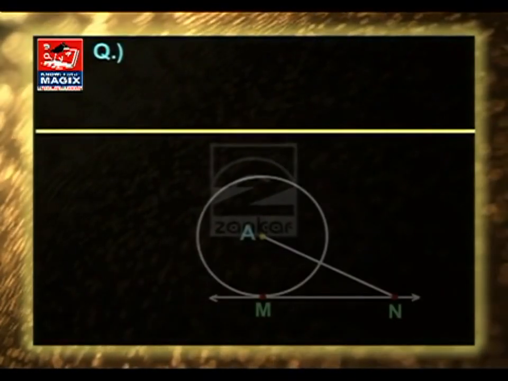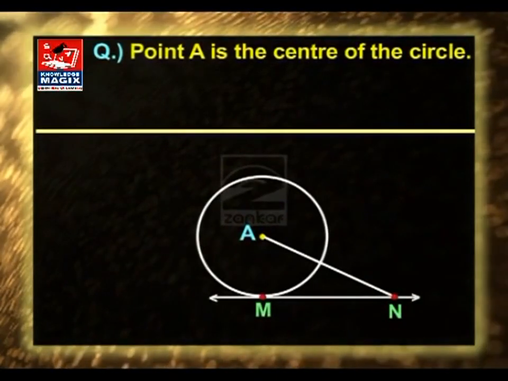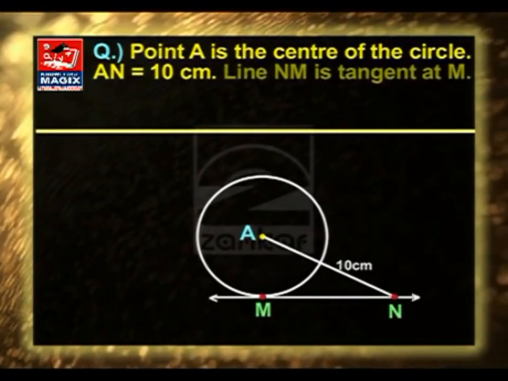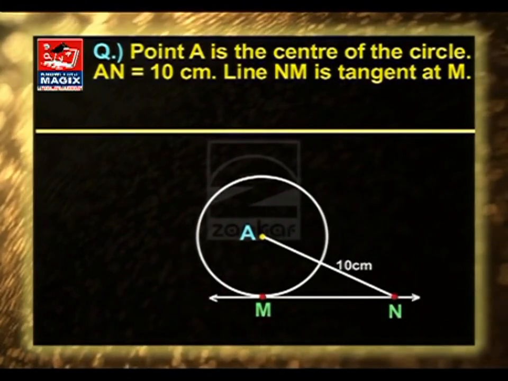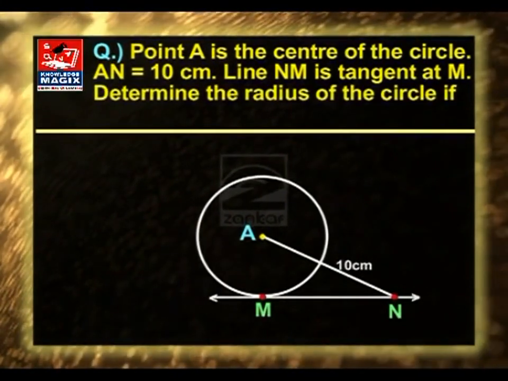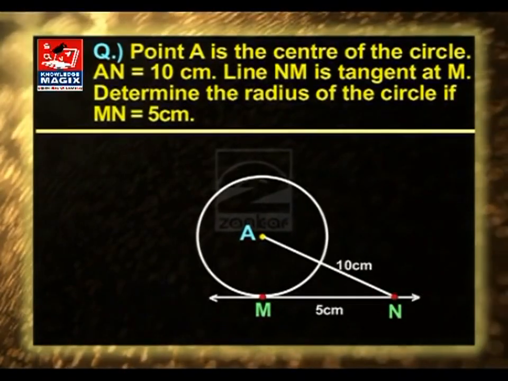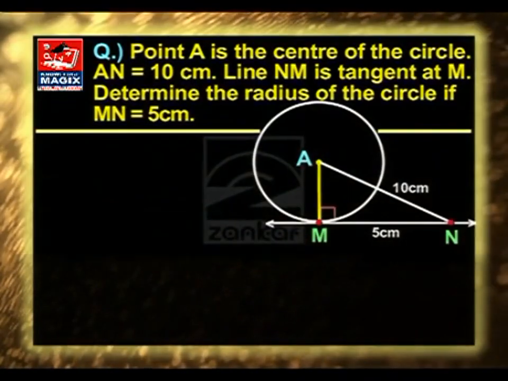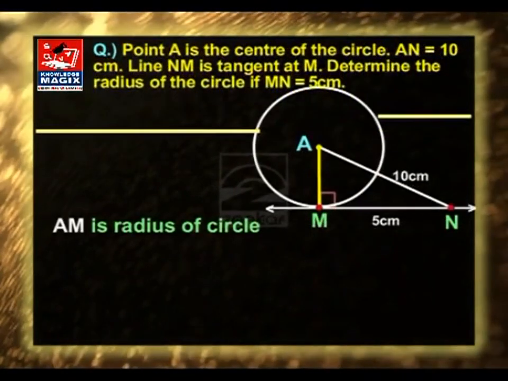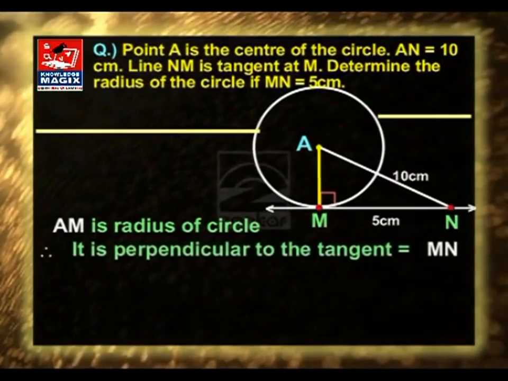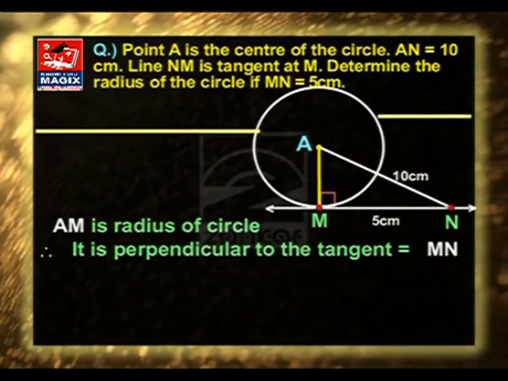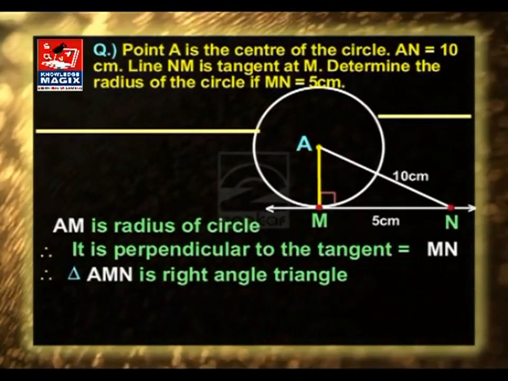Now the question. In the given figure, point A is the center of the circle. AN is equal to 10 cm and line NM is tangent at M. So determine the radius of the circle if MN is equal to 5 cm. So first draw seg AM. AM is the radius of the circle and therefore it is perpendicular to the tangent, that is line MN. And therefore triangle AMN is a right angle triangle.